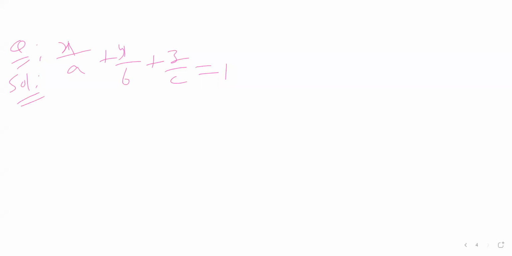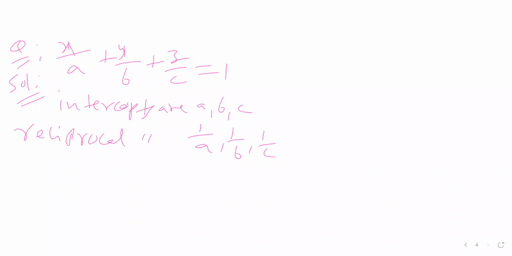The question is: a variable plane moves so that the sum of the positive reciprocals of the intercepts... What are the intercepts here? The intercepts are A, B, C. The reciprocals of the intercepts are 1 by A, 1 by B, 1 by C. So according to this, the sum of the reciprocals, 1 by A plus 1 by B plus 1 by C, equals some constant we are given.